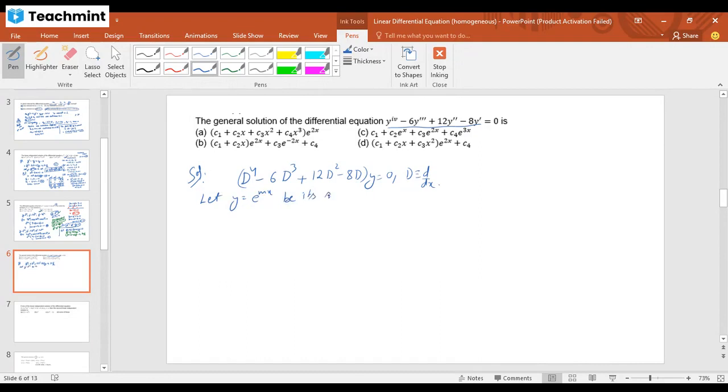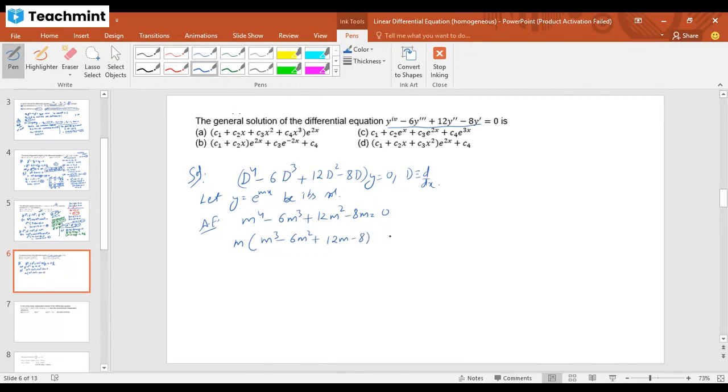Then we can get its auxiliary equation as m power 4 minus 6 m cube plus 12 m square minus 8 m equal to 0. So you can see here m is common throughout. So m cube minus 6m square plus 12m minus 8 equal to 0.